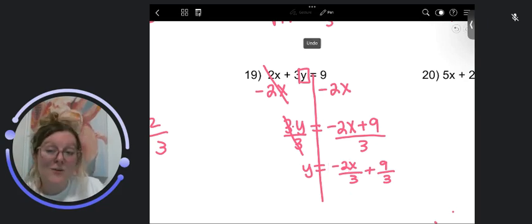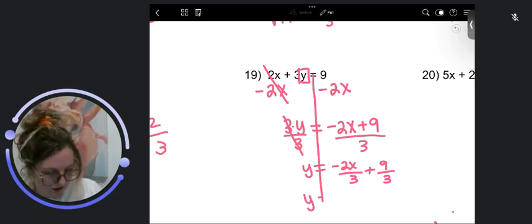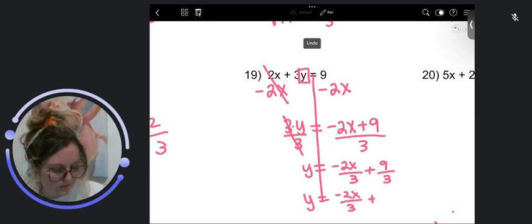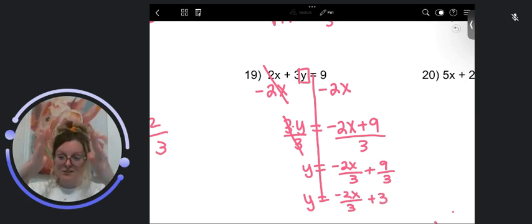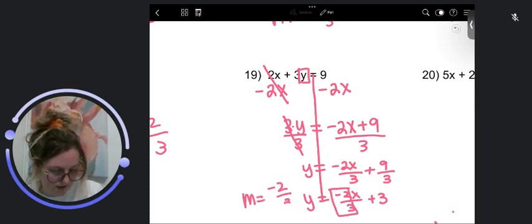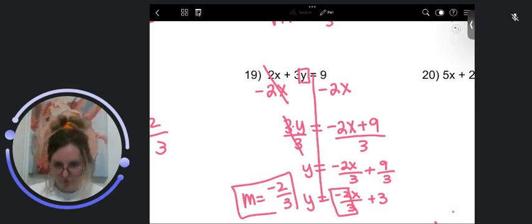If you really wanted to be an overachiever here, we can actually simplify my last term. 9 divided by 3 gives me 3. There's my slope-intercept form. We're only looking for the slope, so it is the value in front of x, which is negative 2 over 3.